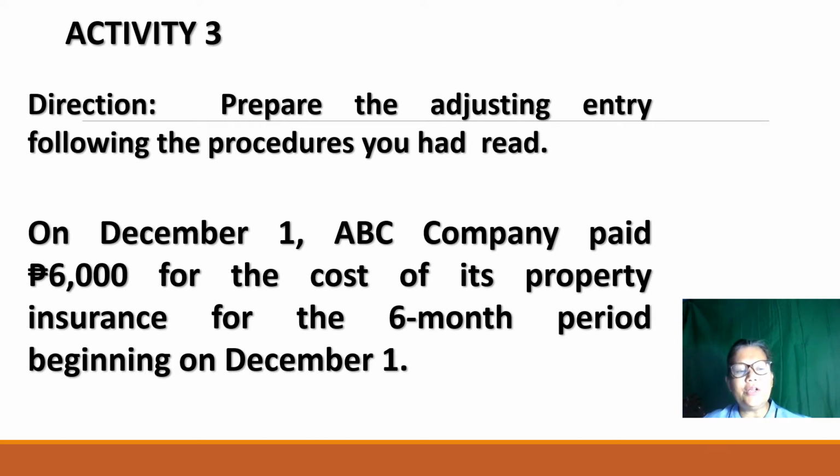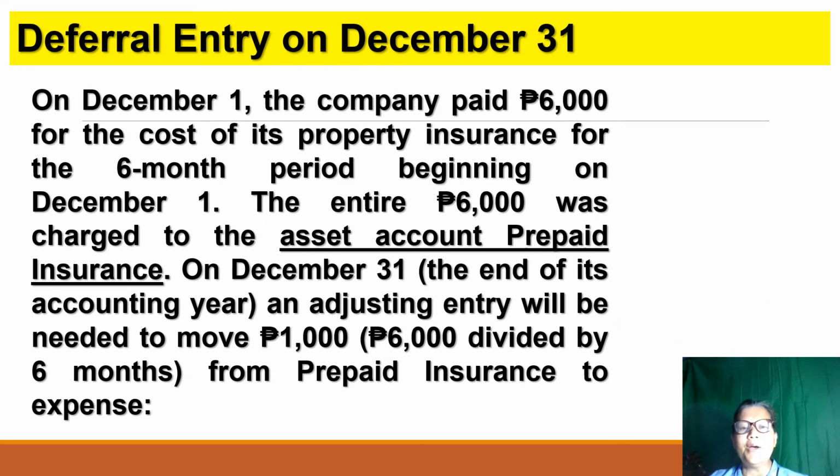Your problem will be this. On December 1, ABC Company paid 6,000 pesos for the cost of its property insurance for the 6-month period beginning on December 1. You will be given 10 minutes to do this activity. Time's up. Now class, you are required to submit your output in our Google Classroom.